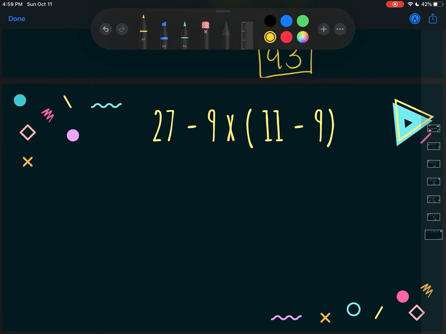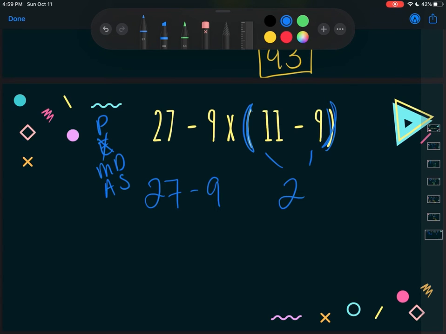All right, our very last one. 21 minus 9 times 11 minus 9. All right, so parentheses first. No exponents, then we multiply and divide from left to right, then we add and subtract from left to right. Parentheses right here are at the very end. We've got 11 minus 9 that we're going to do first. 11 minus 9 is 2.